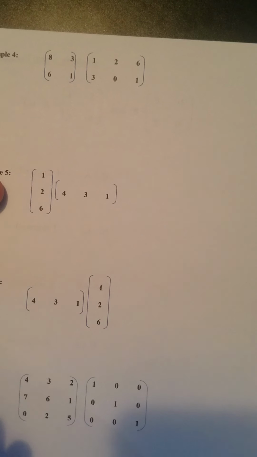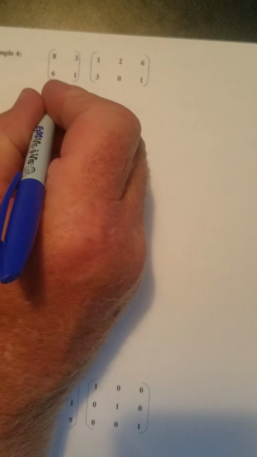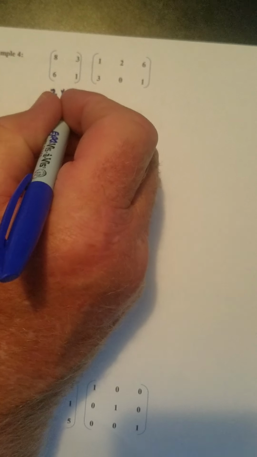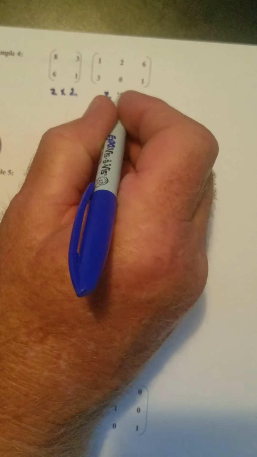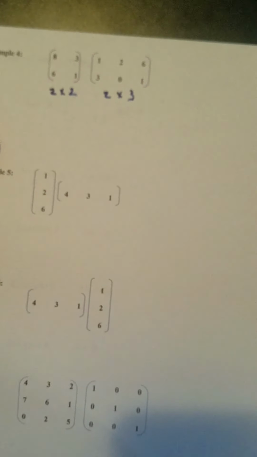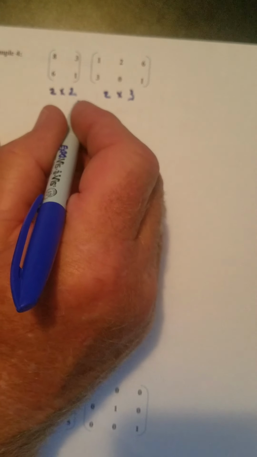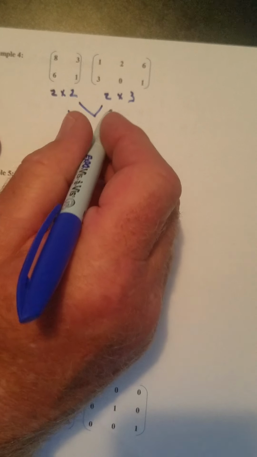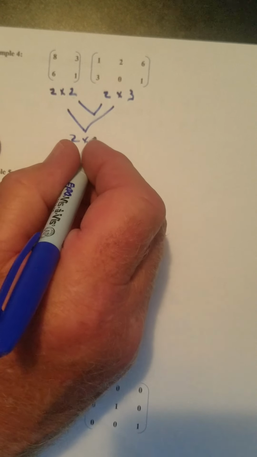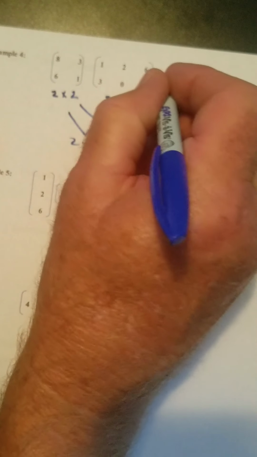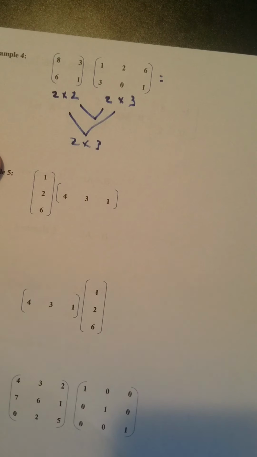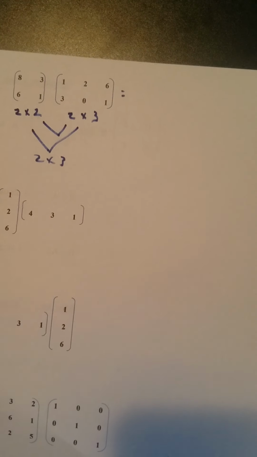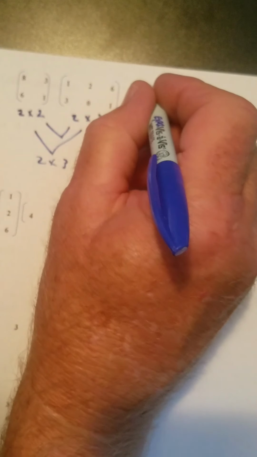Okay, let's step it up a little bit. We've been doing 2 by 2s. Now I'm going to do a 2 by 2 matrix and a 2 by 3 matrix. We can do this because the inside numbers are the same. The outside tells me that we're going to have a 2 by 3 answer.